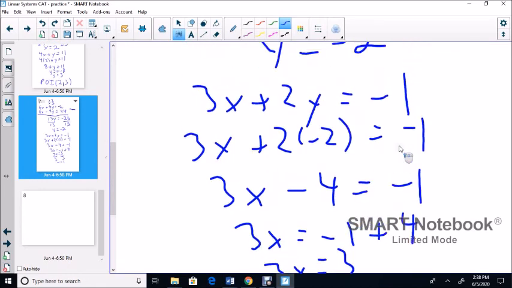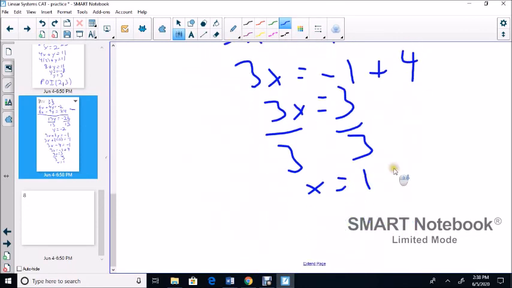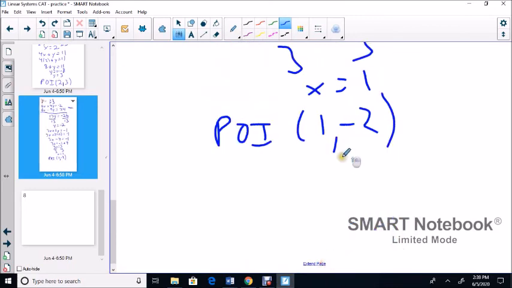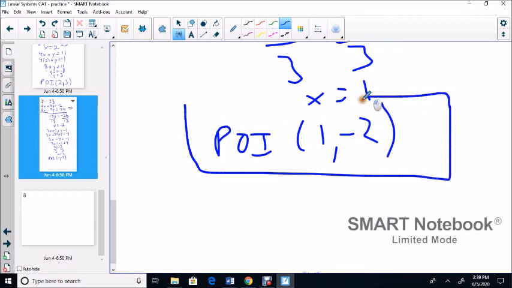So our POI is 1, comma, negative 2. And there's our final answer: 1, negative 2. I can put a box around it.